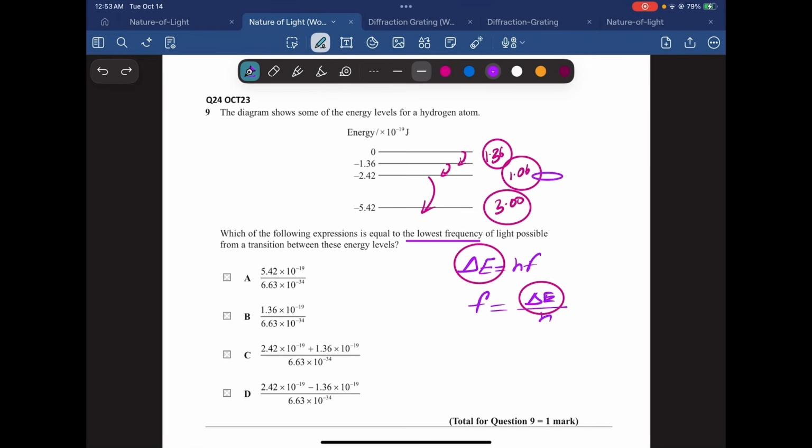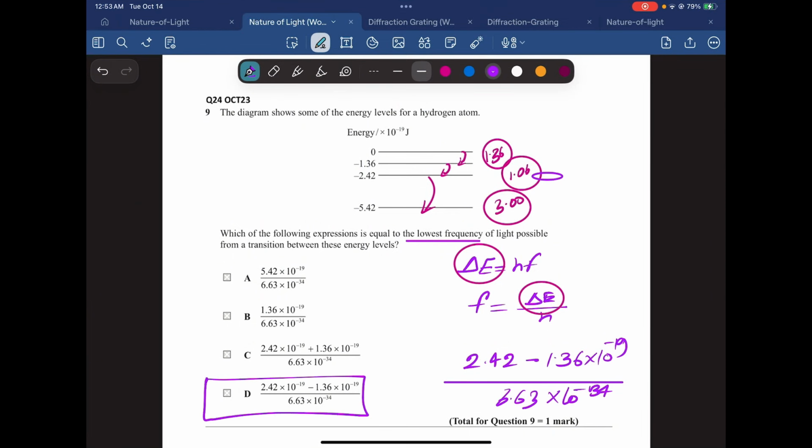So I'm going to give the energy transition from 2.42 minus 1.36 into 10 to the power minus 19. I'm going to give this divided by h, which is my Planck's constant, 6.63 into 10 to the power minus 34. So my correct answer is definitely going to be D.